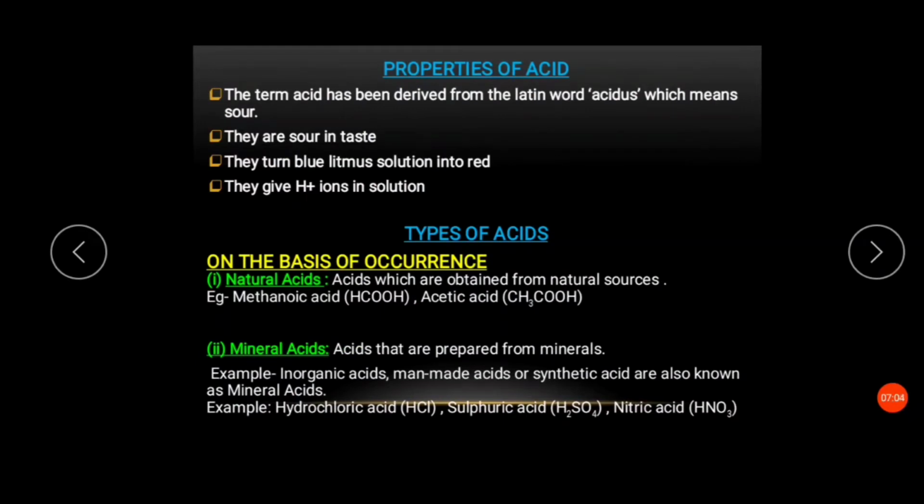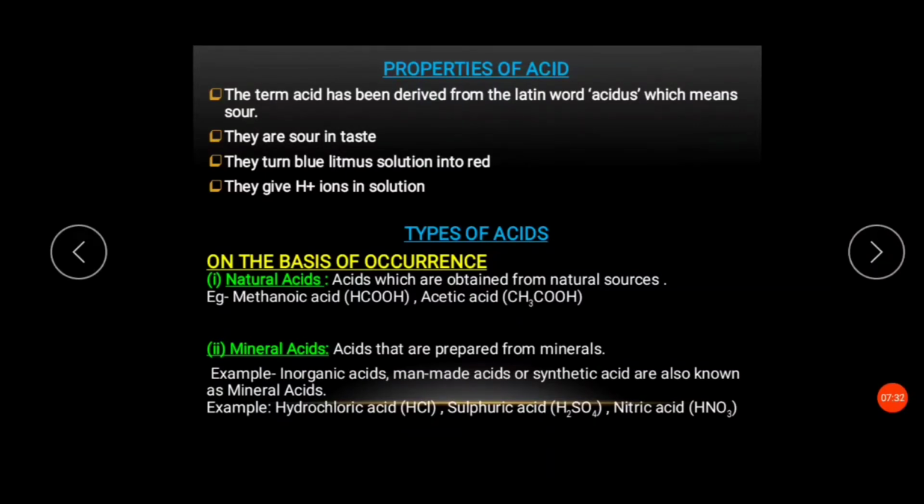Now, properties of acid. The first basic, common property, you know that they are sour in taste. The word acid has been derived from the Latin word acidus, which means sour. So, they are sour in taste, and they change blue litmus solution into red. They give H plus ion in solution when acid is added to water. Then they furnish free ions. They are H plus ions, which provide acidic property.